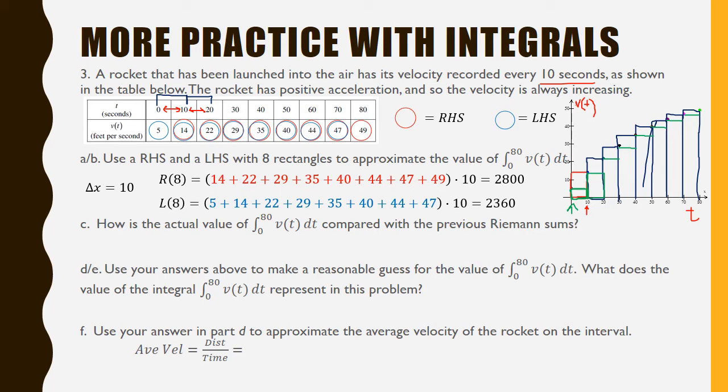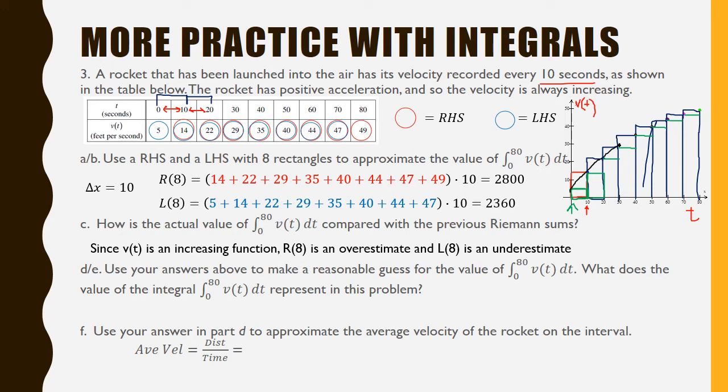So how does the actual value of the integral, the area, compare with the previous Riemann sums? Well, if you're thinking like I'm thinking, you might say that since the function is increasing, you can see here that our velocity function is going uphill. Let me just draw something through those points. Because our velocity function is increasing, it looks kind of like that.